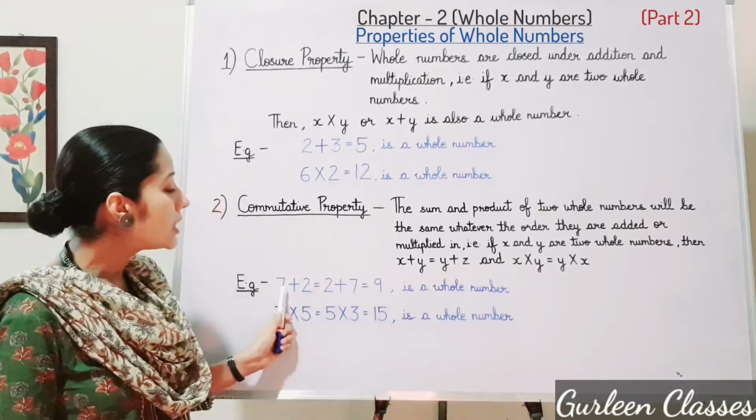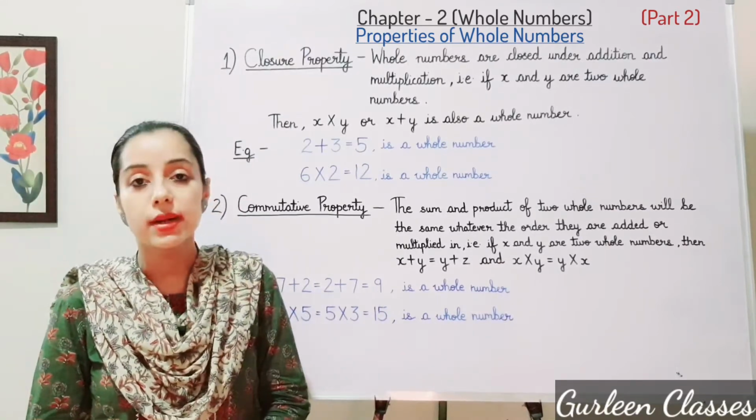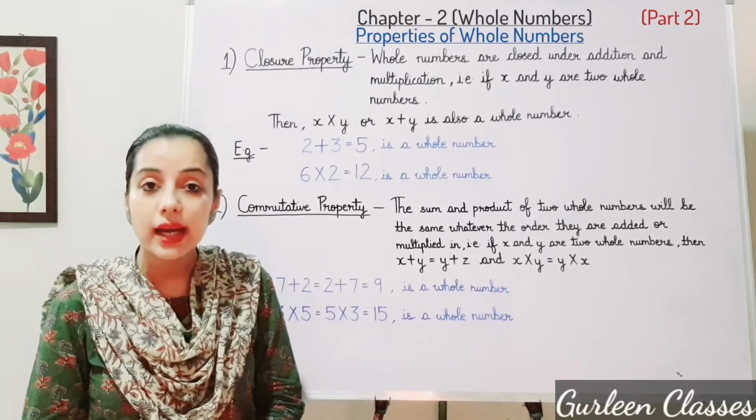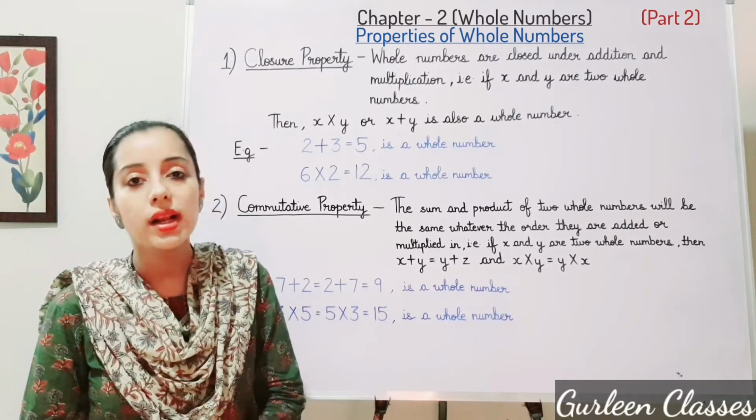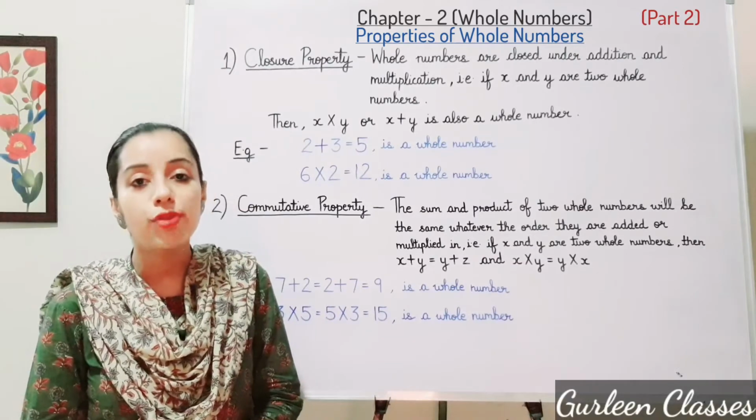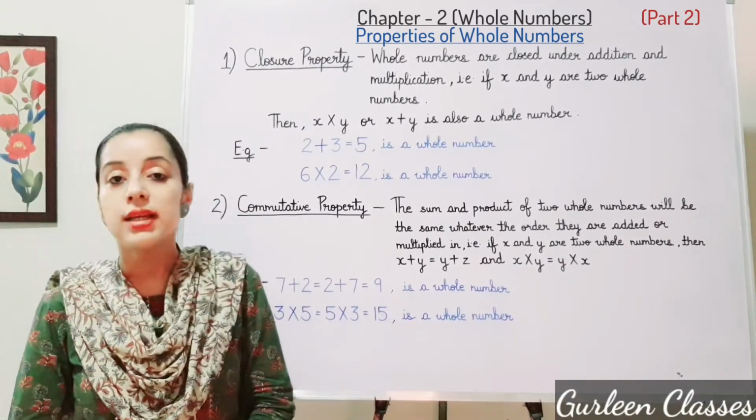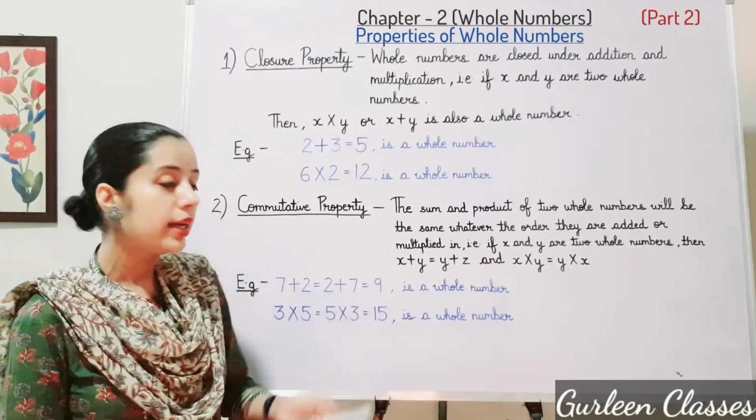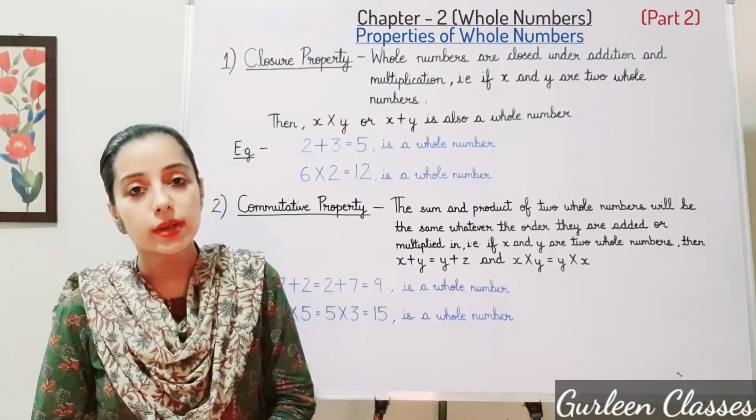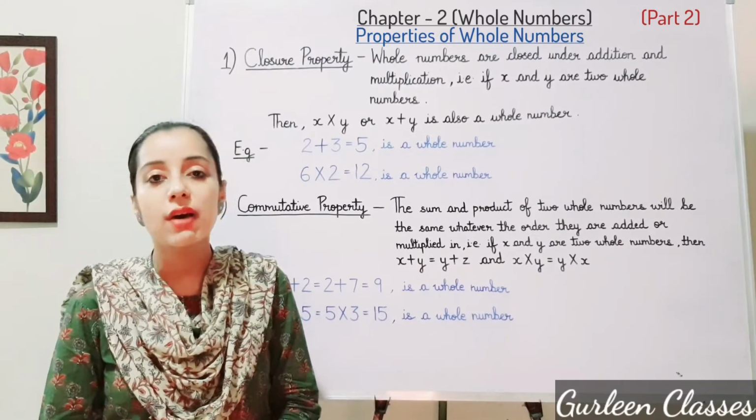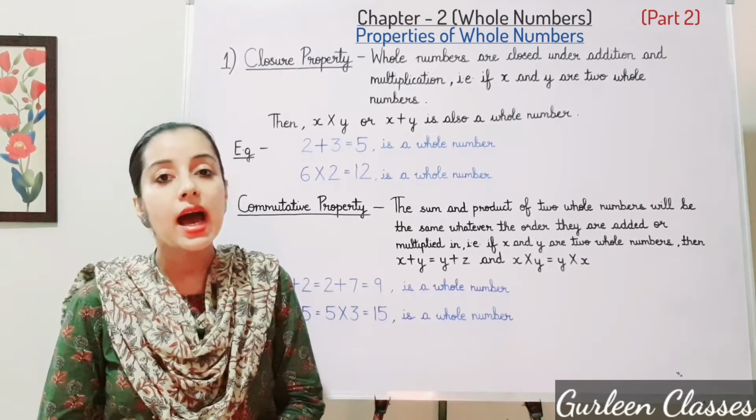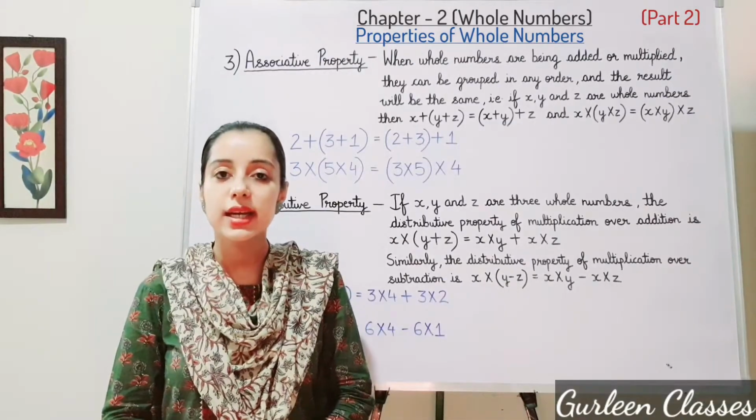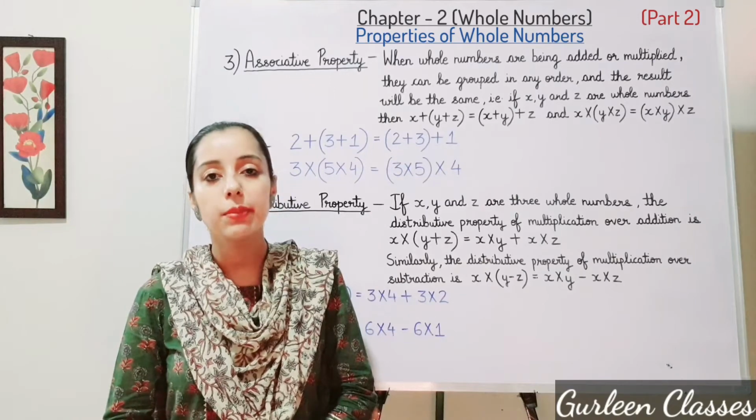Example, if you add 7 plus 2 and 2 plus 7, order is changed, but the sum will remain the same, that is 9. So 9 is also a whole number. Second example, 3 into 5 is equal to 5 into 3. Here order is changed, but product remains the same, that is 15. So 15 is also a whole number. So we can say that x plus y is equal to y plus x and x into y is equal to y into x.